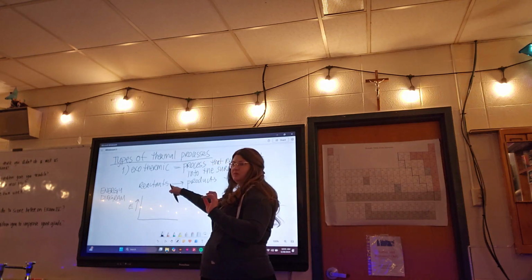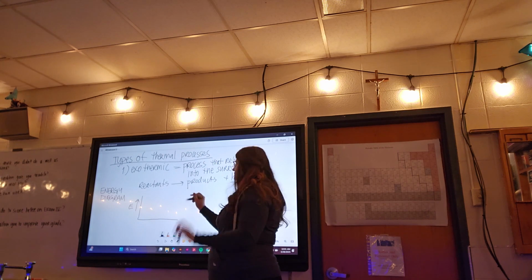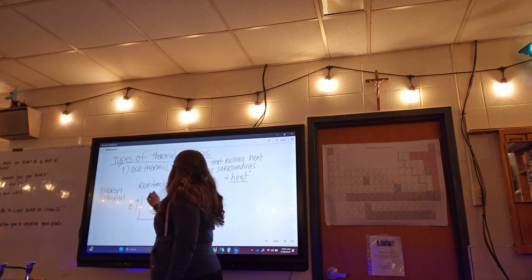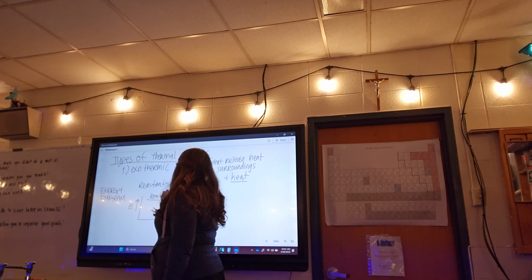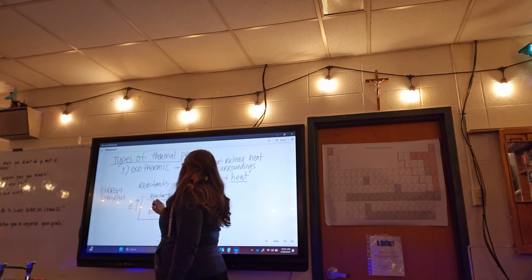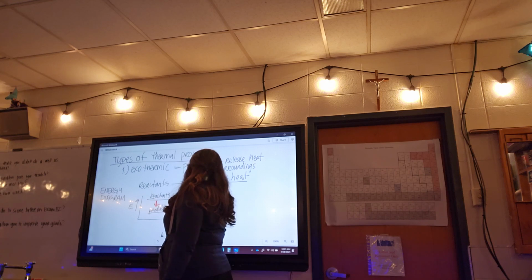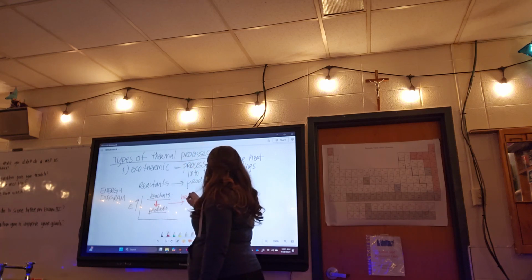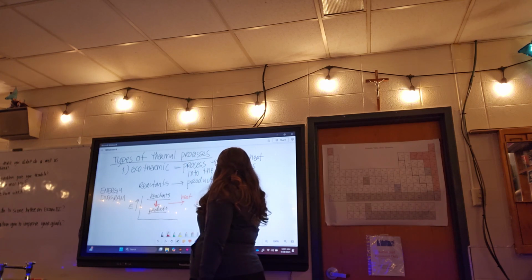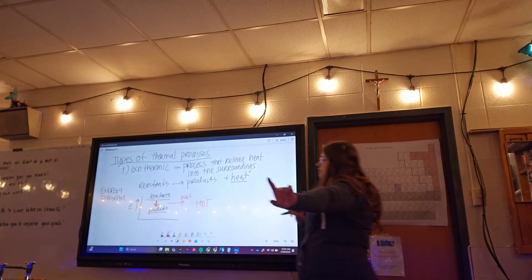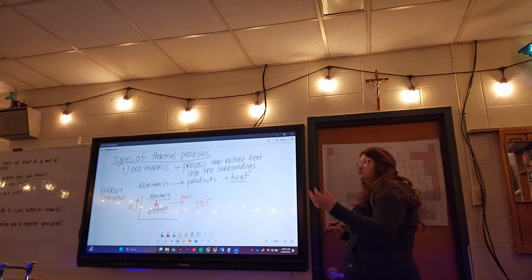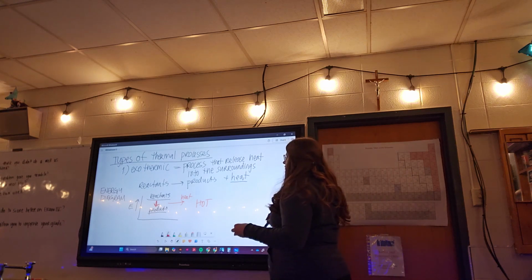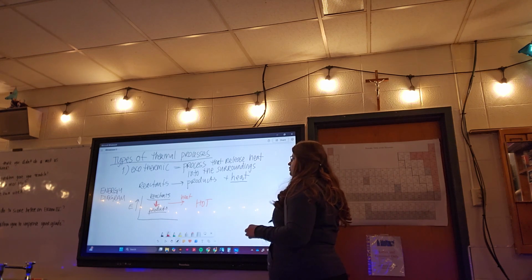Your reactants are always going to be pointing with an arrow toward your products. In an exothermic reaction, your reactants have more energy than your products do. So where did the energy go? It goes to the surroundings. This, to you, if you are the surroundings, feels hot because you've absorbed the heat. This is what an exothermic energy diagram looks like.